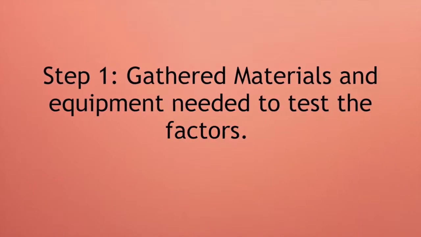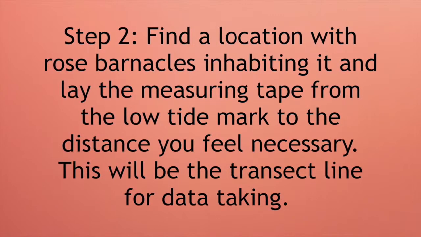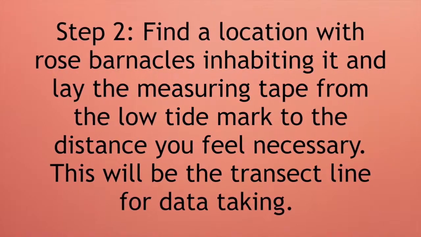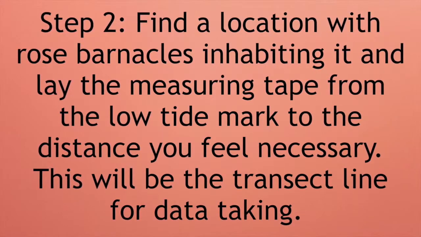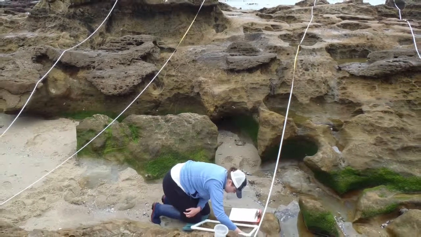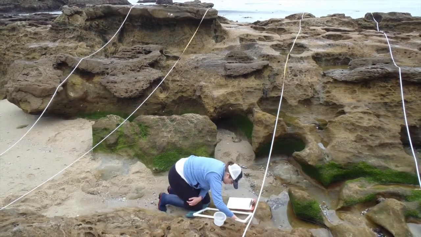Step 1. Gather the materials and equipment needed to test the factors. Step 2. Find a location with rose barnacles inhabiting it and lay the measuring tape from the low tide mark to the distance you feel necessary. This will be your transect line for the data taking.